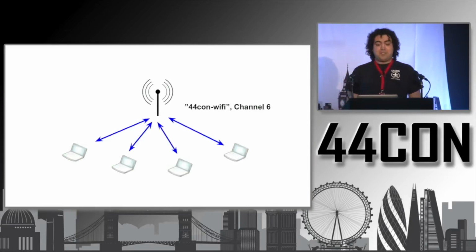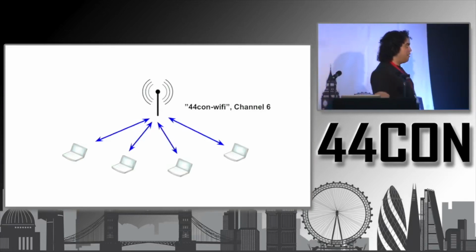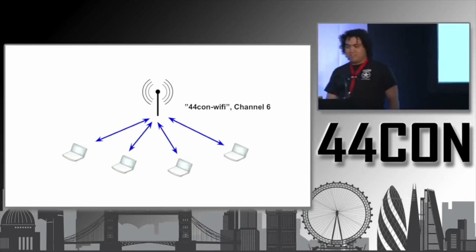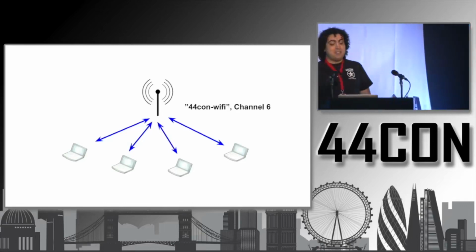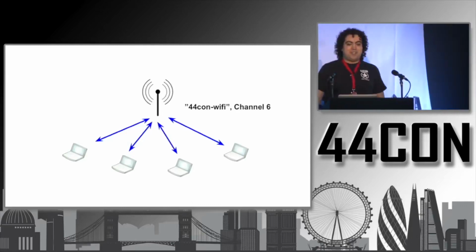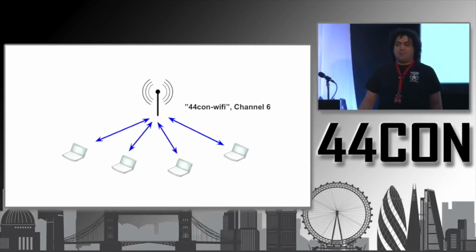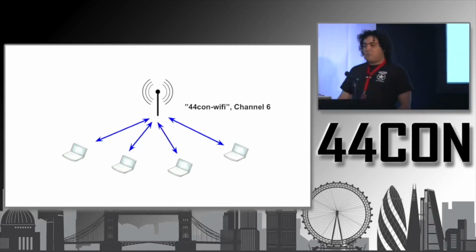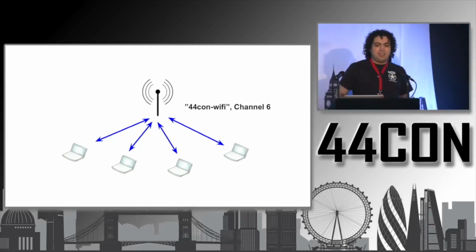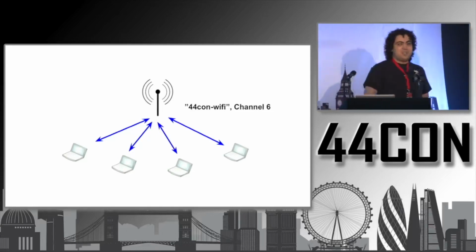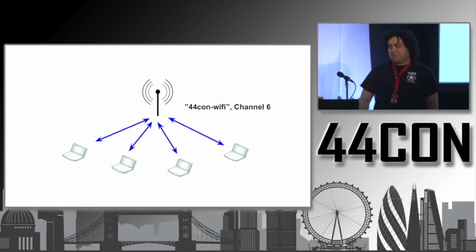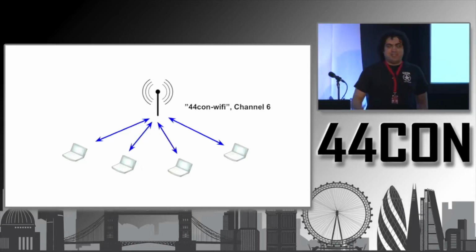The most basic form is known as an evil twin attack. And the way that it works, if you see here, we have this diagram. And you notice you have all these devices that are connected to this access point that's operating with the ESSID 44con Wi-Fi on channel 6. So if an attacker were to create his or her own hotspot with the same ESSID, the question is, how would these devices be able to tell the difference between the legitimate access point and the attacker's access point?